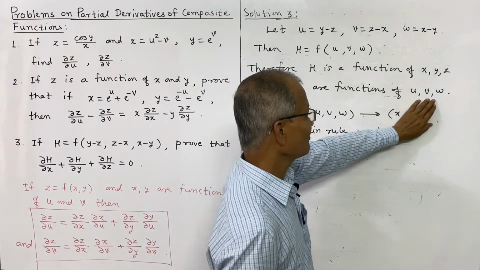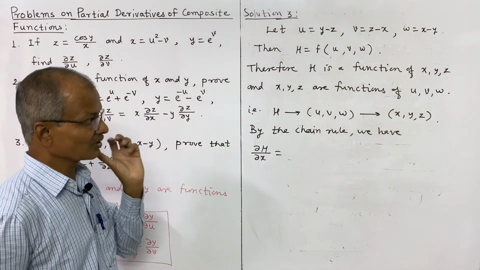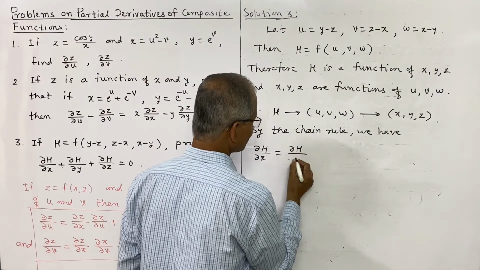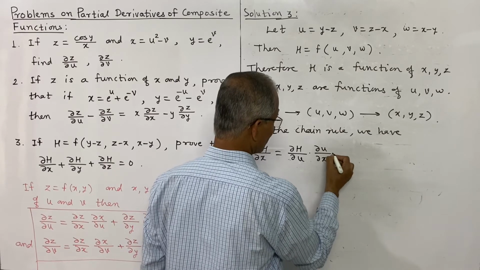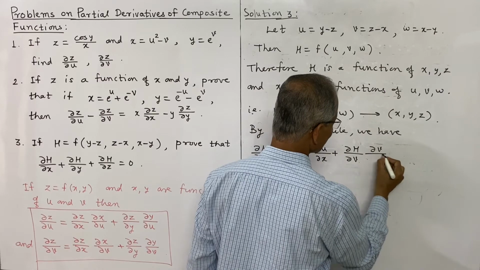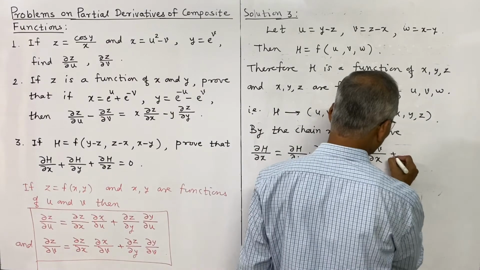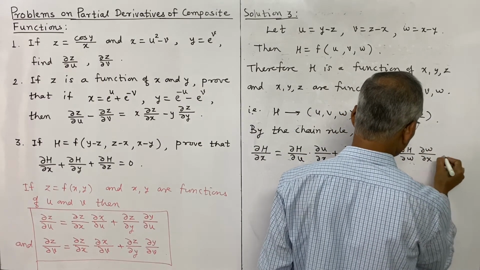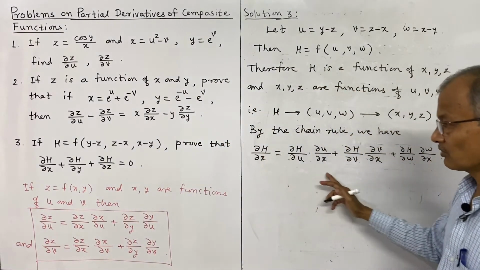Here y and z will not be there when we differentiate partially with respect to x, because they will be constant, and thus this will be first partial derivative of h with respect to u into partial derivative of u with respect to x plus partial derivative of h with respect to v into partial derivative of v with respect to x. X is fixed, you see, plus partial derivative of h with respect to w into partial derivative of w with respect to x. So this you should note. This is the partial derivative of h with respect to x.